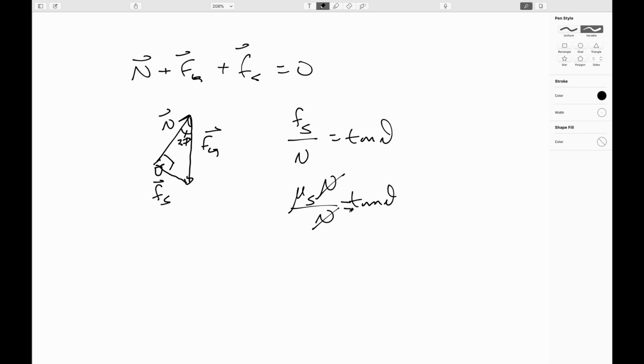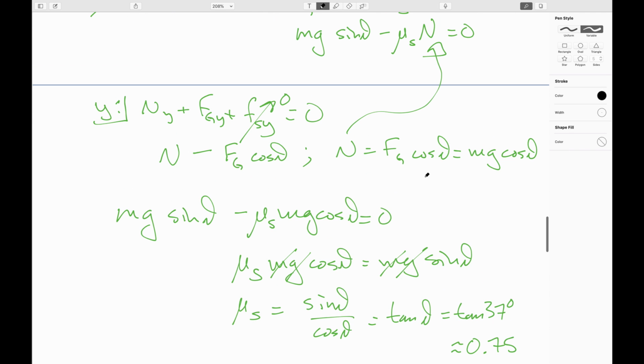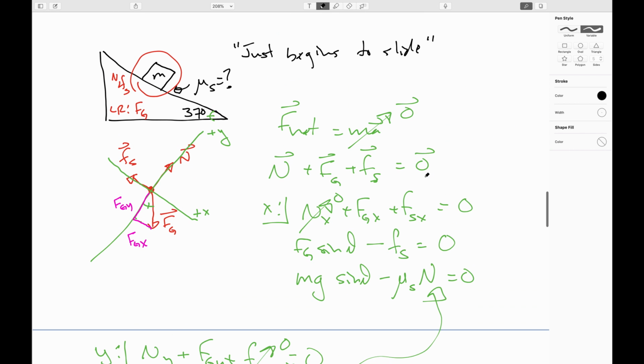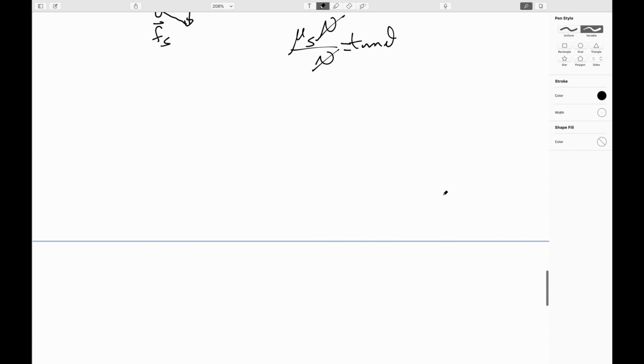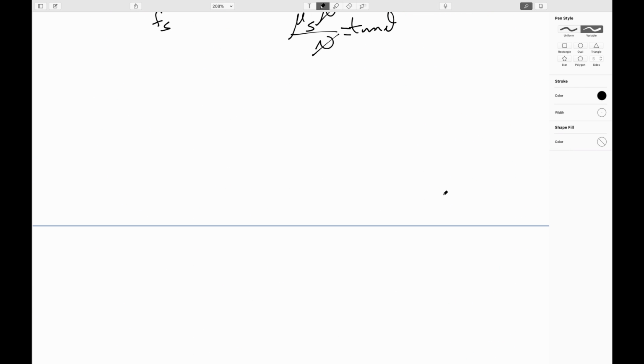This sort of trick only works in equilibrium situations, because that's where doing the vector sum will go to 0. And it only really works cleanly if you have 3 forces. So if you like it, great. And if you don't, by all means, just go back to land of X, land of Y. It will always work. But I just thought I'd show that as some fun bonus content.